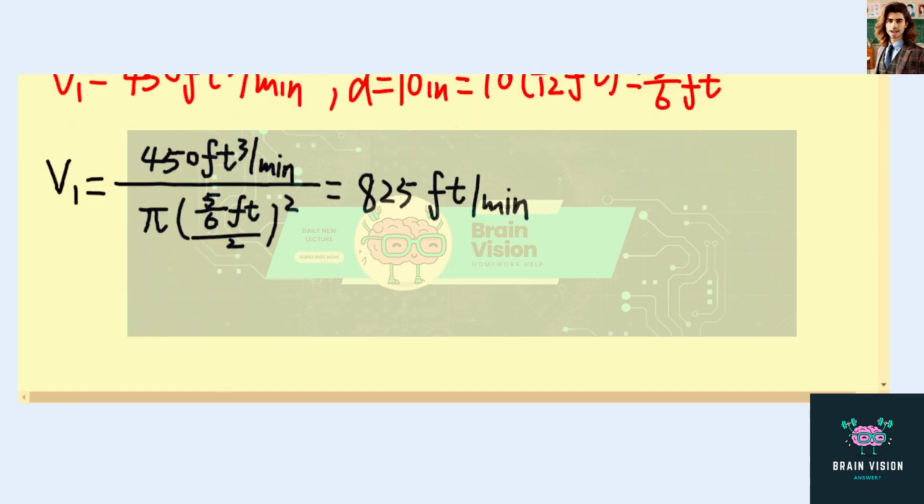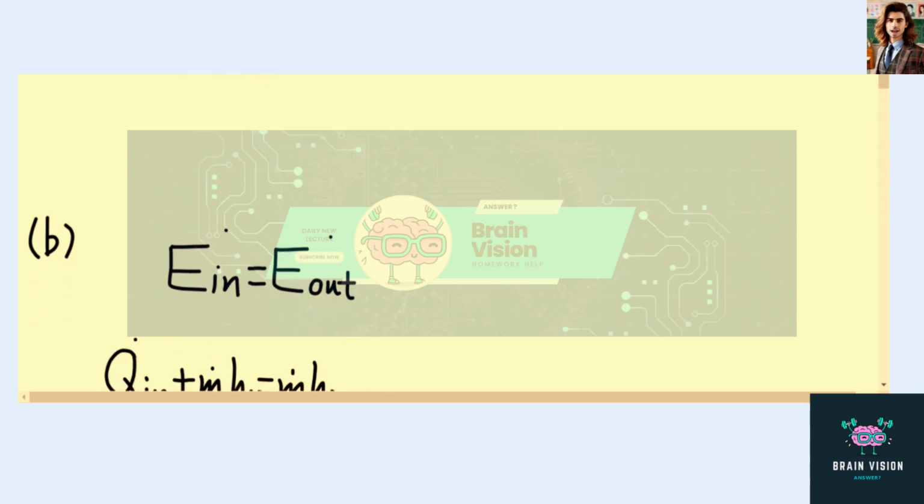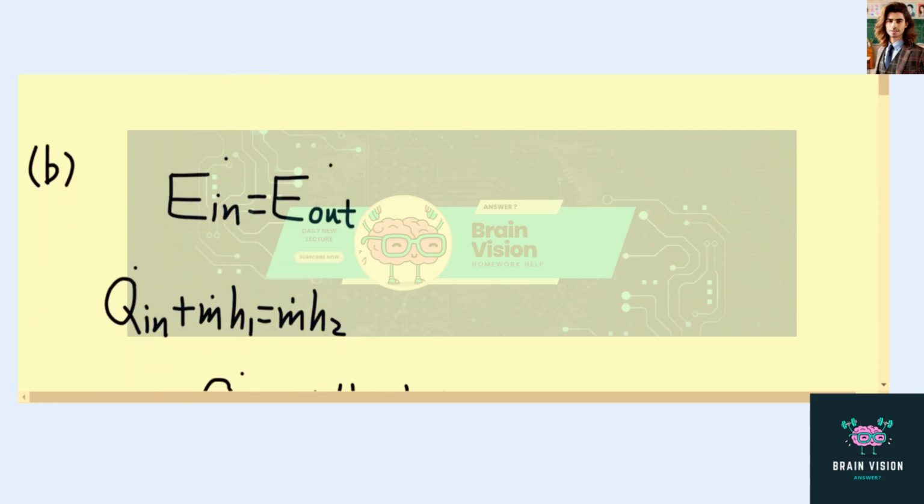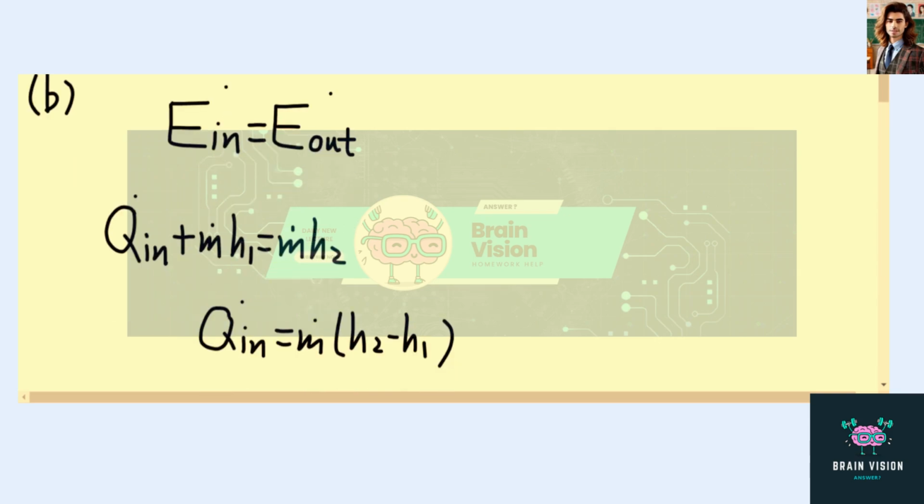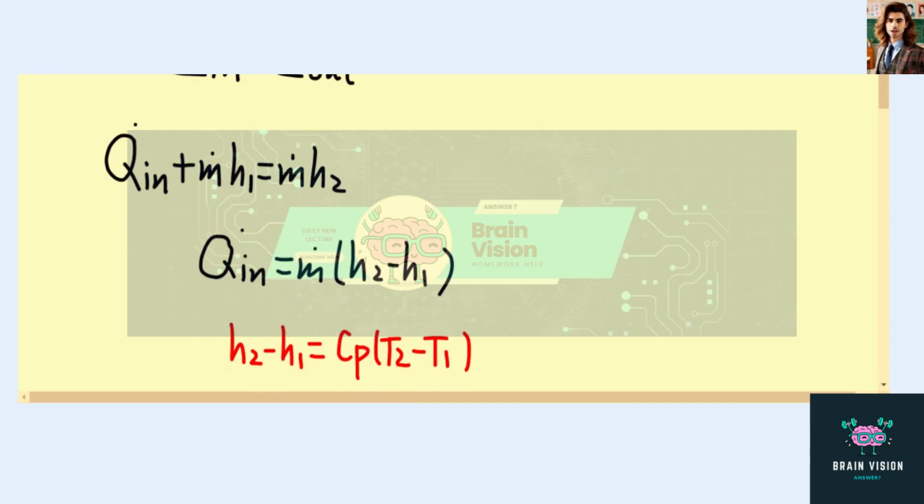So now let's take a look at the second question. First we need to apply the energy balance equation, which is E dot in equal to E dot out. If we expand it, we have Q dot in plus M dot H1 is equal to M dot H2. Q dot in is the rate of heat transfer into the air, and M dot here is the mass flow rate of the air, and H1 is the initial enthalpy for the air, H2 is the final enthalpy for the air. If we do some arrangement here, we have Q dot in is equal to M dot times H2 minus H1.